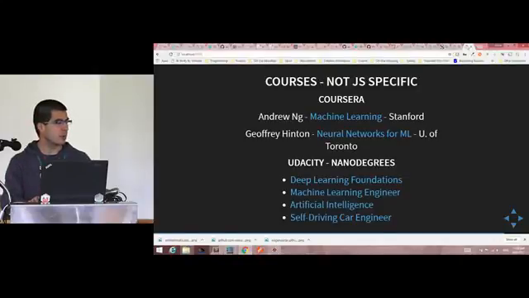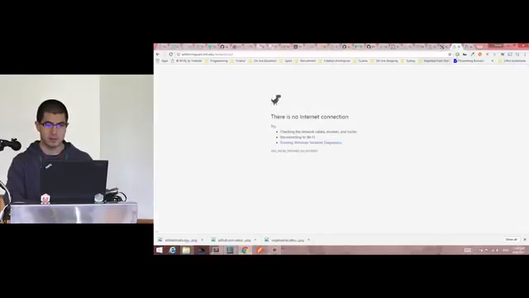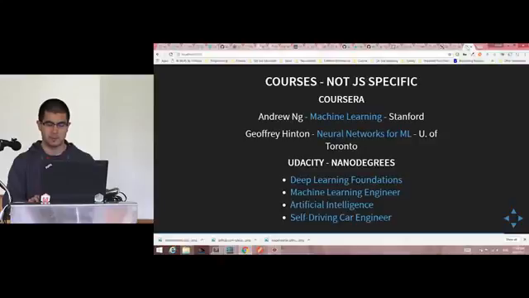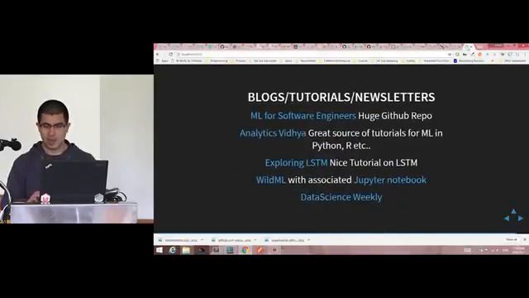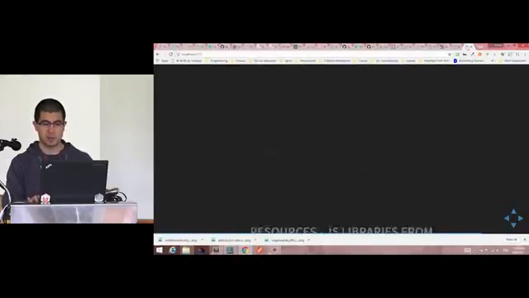Udacity proposes a number of nanodegrees in the field. The example that I showed you on deep traffic, the MIT course, a lot of people from the self-driving car engineer program were involved in that. But basically, they participated in this setup as well. There are lots of resources on the internet, blogs, which are most of the time not JavaScript specific. The JavaScript ones are these ones that I mentioned.